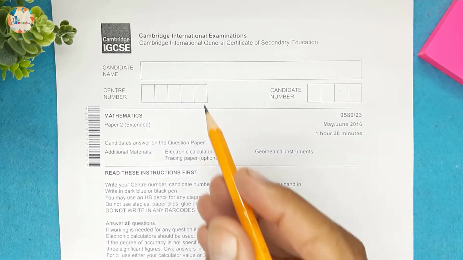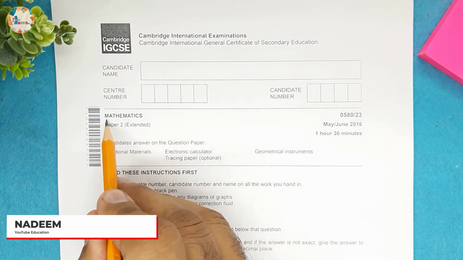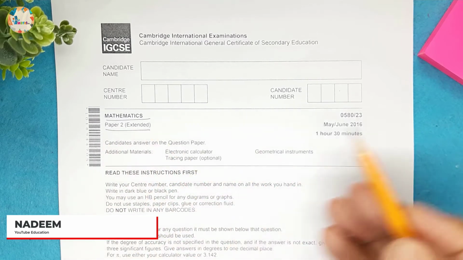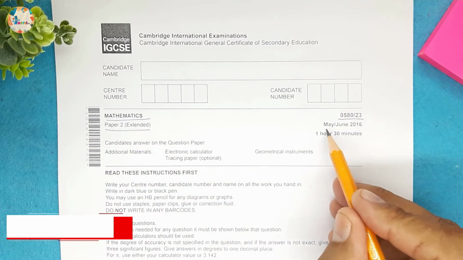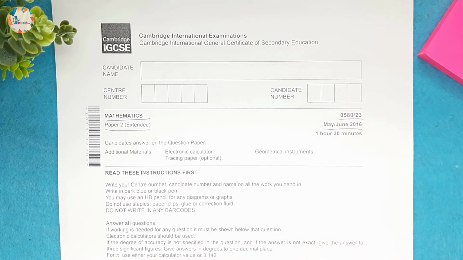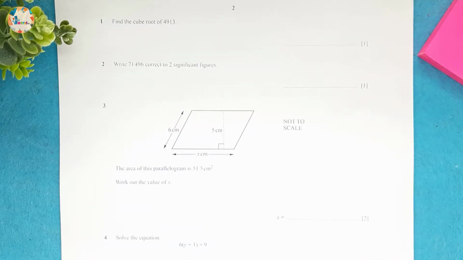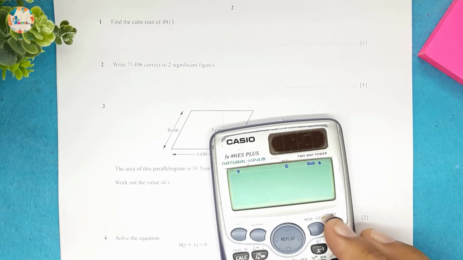Today we'll be going through IGCSE Cambridge Mathematics Paper 2 Extended 0580/23 May-June 2016. Question number 1. Find the cube root of this number. So we can use a calculator.